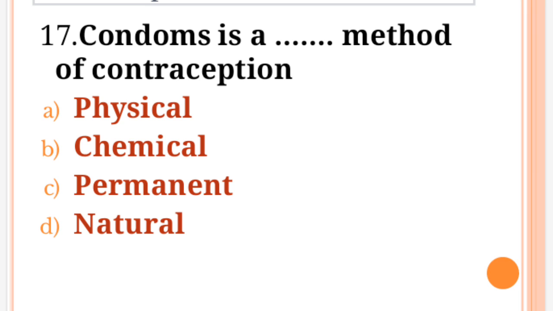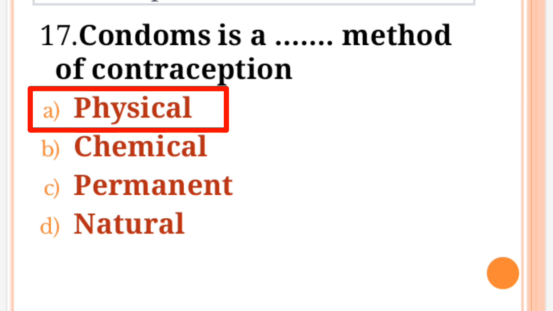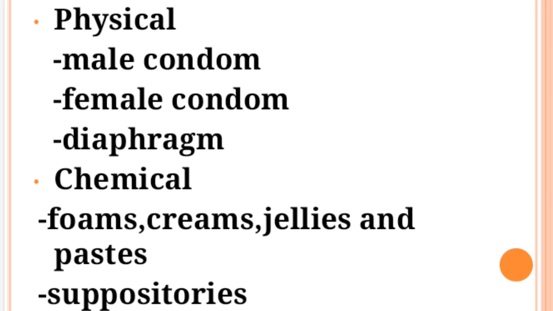Next question. Condoms is a dash method of contraception. Options A. Physical, B. Chemical, C. Permanent, D. Natural. Answer is A. Physical. Physical methods of contraception includes male condom, female condom, and diaphragm. Chemical methods include foams, creams, jellies, pastes, and suppositories.